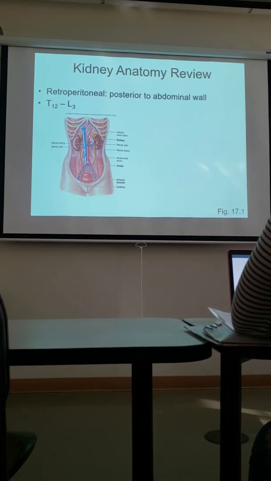Or in other words, your kidneys are about the size of your hand. If you were just to rest them comfortably on your back like this, this is about the location of my kidneys. So this would be T12, and that would be L3.